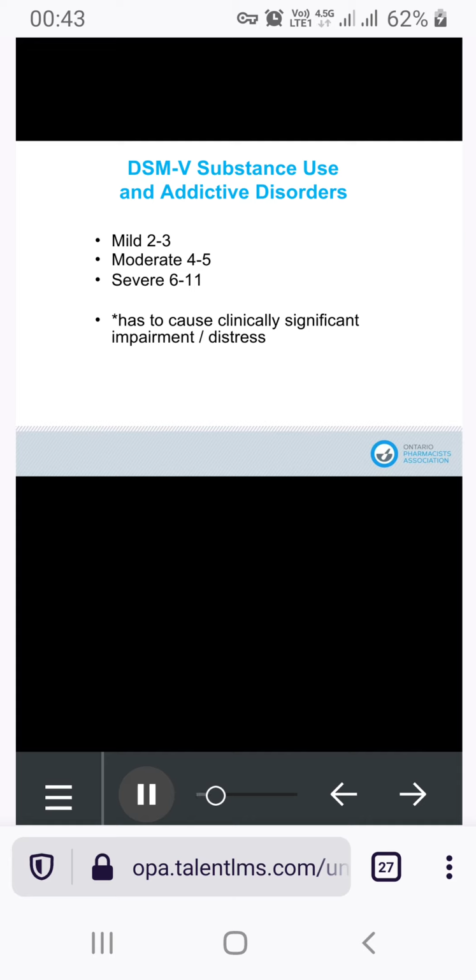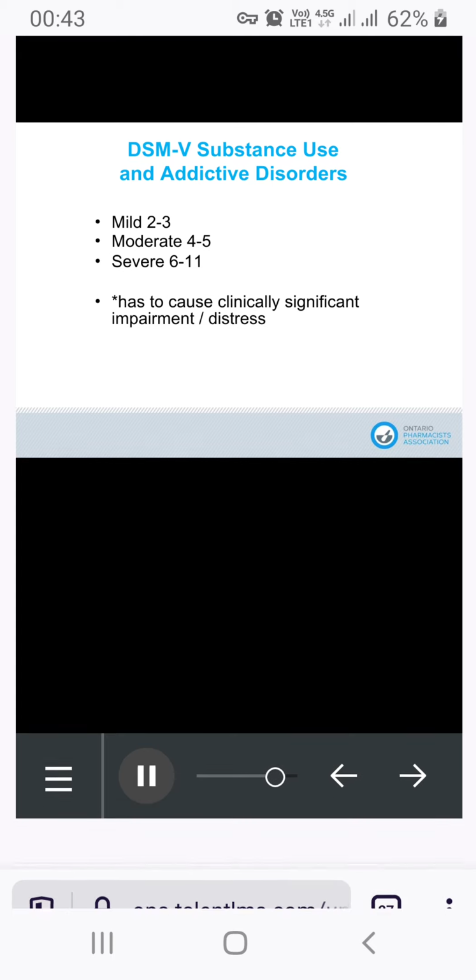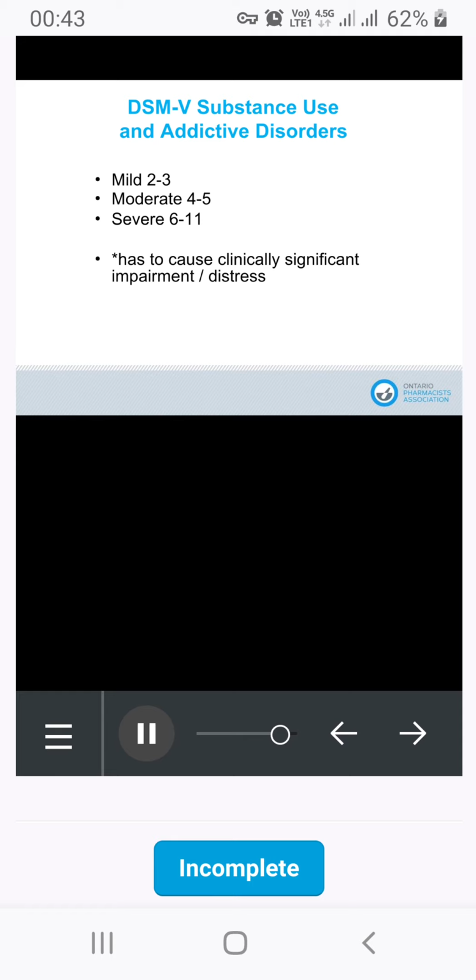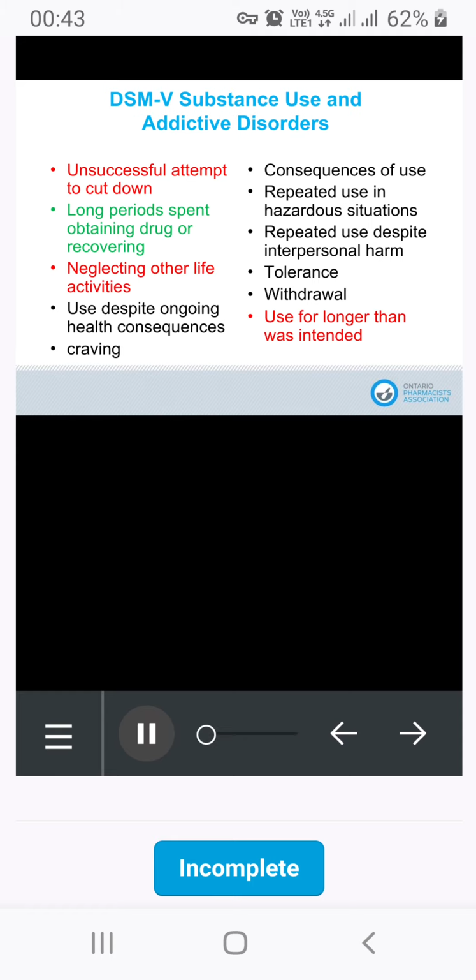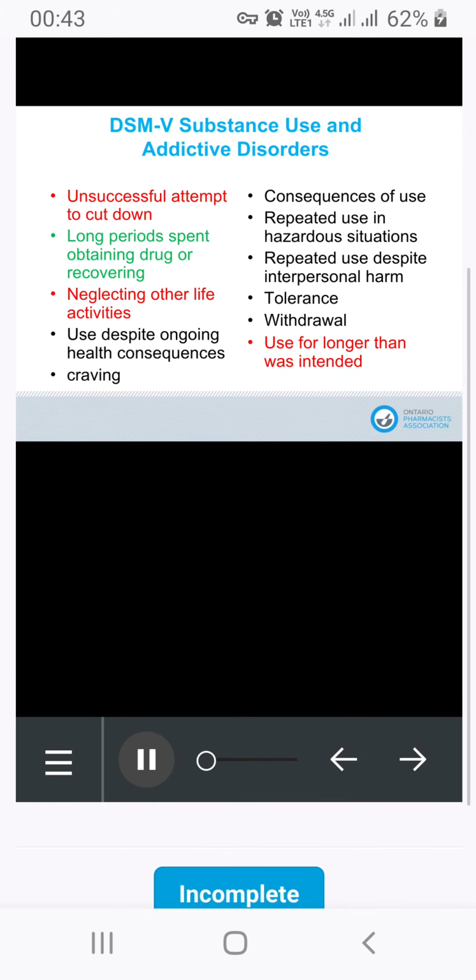DSM-5 substance use and addictive disorders: mild is 2 to 3 criteria, moderate is 4 to 5, and severe is 6 to 11. It has to cause clinically significant impairment or distress. Okay, this is a substance use and addictive disorder.